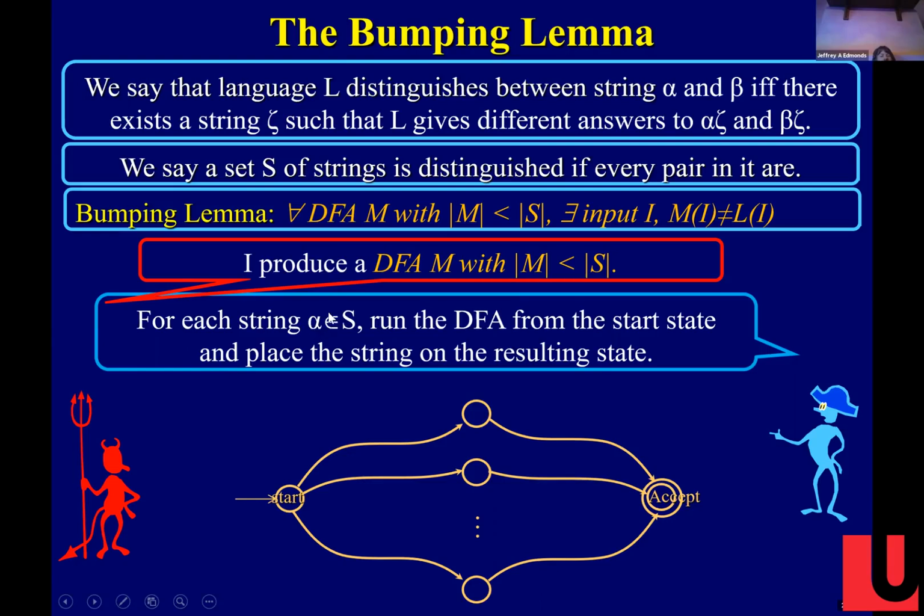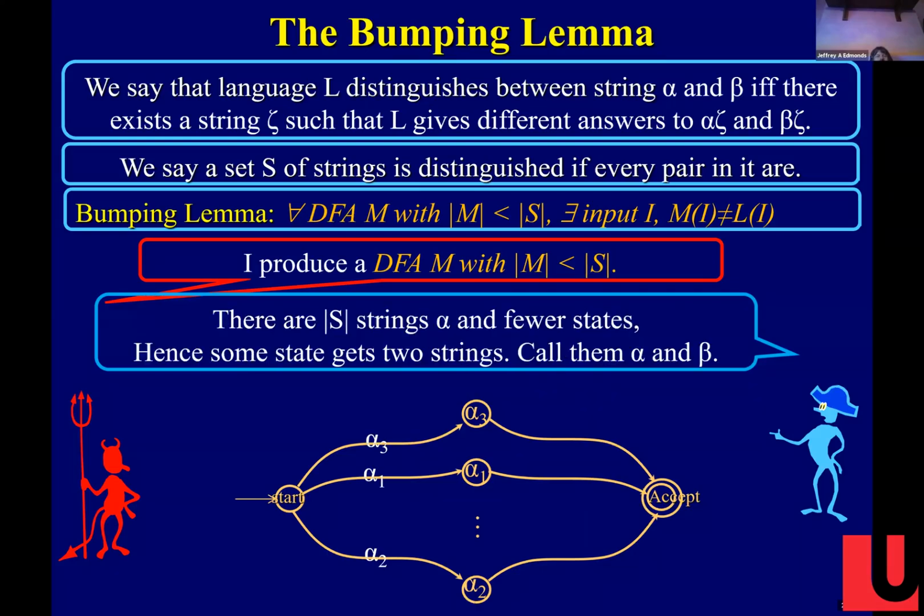I'm going to take every string in S, start at the start state, and run the machine and see where it lands. So I run it on alpha 1, and I land in that state. I run on alpha 2, and I land in that state. I run on alpha 3, and I end up in that state. For each of the first names in my set S, I run the machine and see which state it lands in.